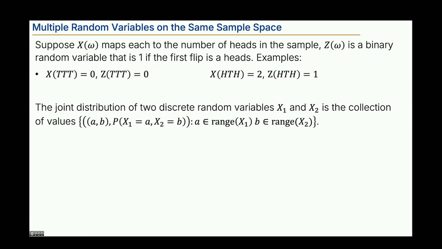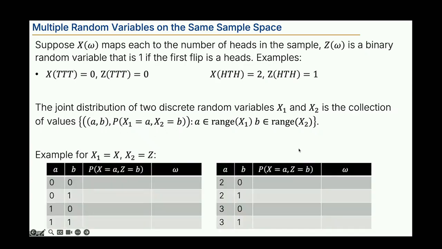The joint distribution of 2 discrete random variables is just the collection of all possible pairs of a's and b's, where a is the range of the first random variable, and b are all the values in the range of the second random variable, I should say. So an example, if the first random variable I'm choosing is x, and the second is z, just adapting this generic notation, then I have the following distribution. There's 8 different possibilities, and here it is purely coincidental that it is the same size as the sample space. Right, just how many different combinations there are of a's and b's.